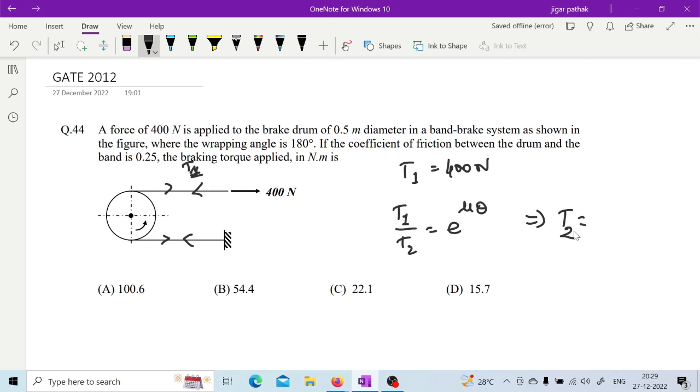What is T2? Sir, B, sir. 0.25 to pi. What is T2? 189 something, sir. 182.75 almost. Okay, then what is this torque?